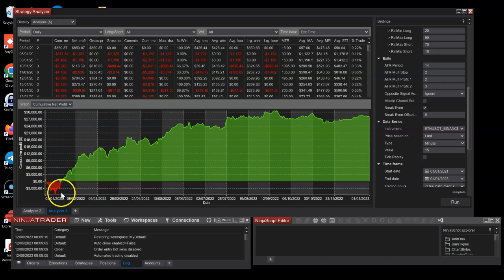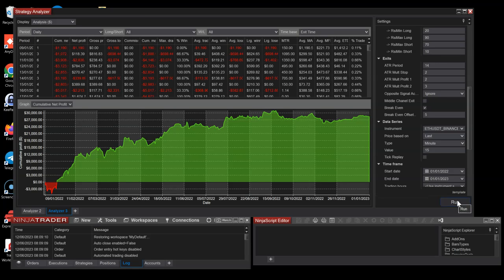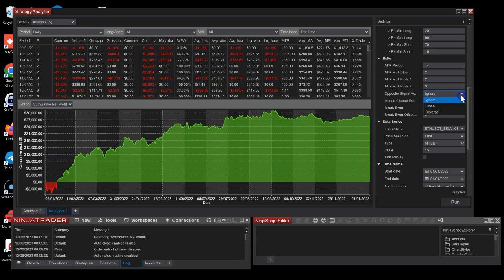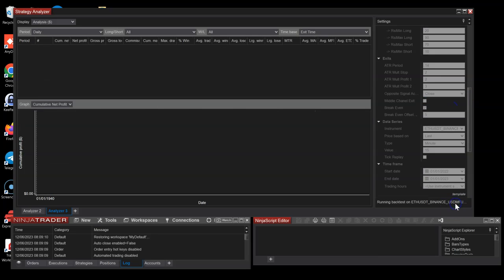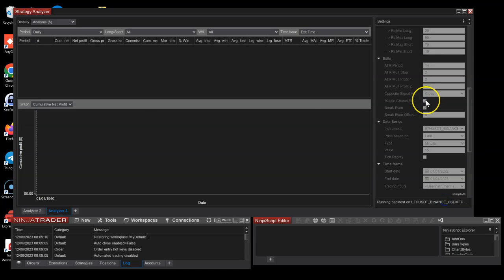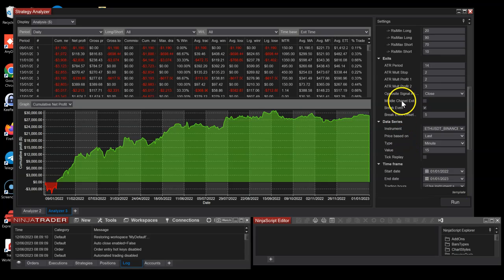Unfortunately, I don't think there's data starting from 2021, but that would have been a pretty good test. Okay, so let's go ahead and see how other things can affect this, like closing the position upon the opposite signal. It doesn't really affect it at all. Reversing the position upon opposite signal, middle channel exit, I don't see any impacts on the equity.